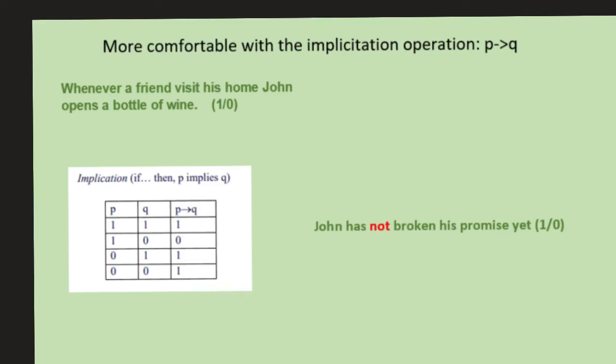Let's get more comfortable with this implication operation, P implies Q. Let's start with this sentence: whenever a friend visits his home, John opens a bottle of wine. The visit is P, and the open action is Q. We can easily say, if P, a friend visits, then Q.